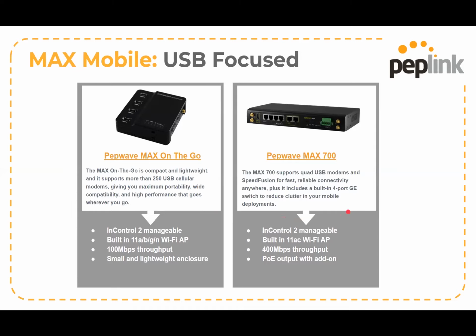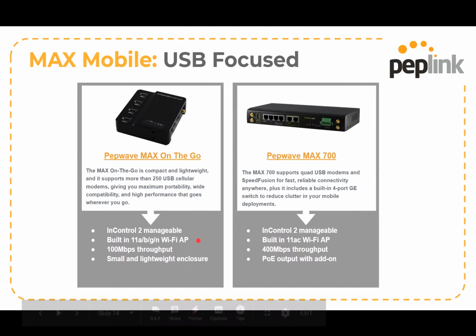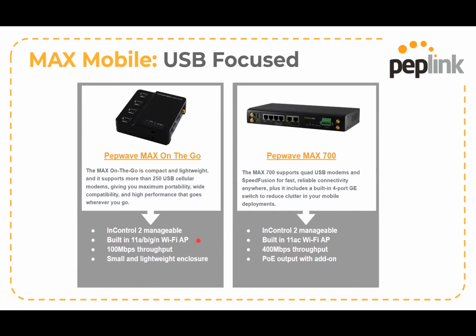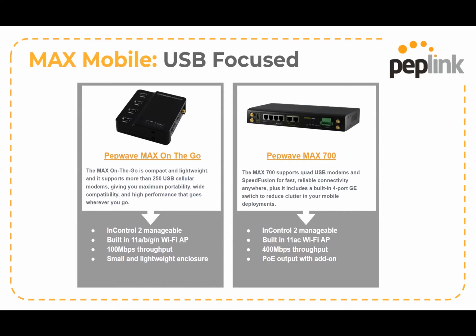If you want something more powerful, you can consider the PepWave Max 700. This is literally the Max HD4, but instead of building in the modems, we have a single USB on the front and 3 USB finger ports on the back. So you could plug between 1 to 4 USB modems and aggregate that. This one also includes AC Wi-Fi plus 400 megabits of throughput. This one only has ABGN, no AC. So this is 2.4 gigahertz Wi-Fi, this is 2.4 and 5 gigahertz Wi-Fi. So those are the main differences between the Max Mobile USB series.